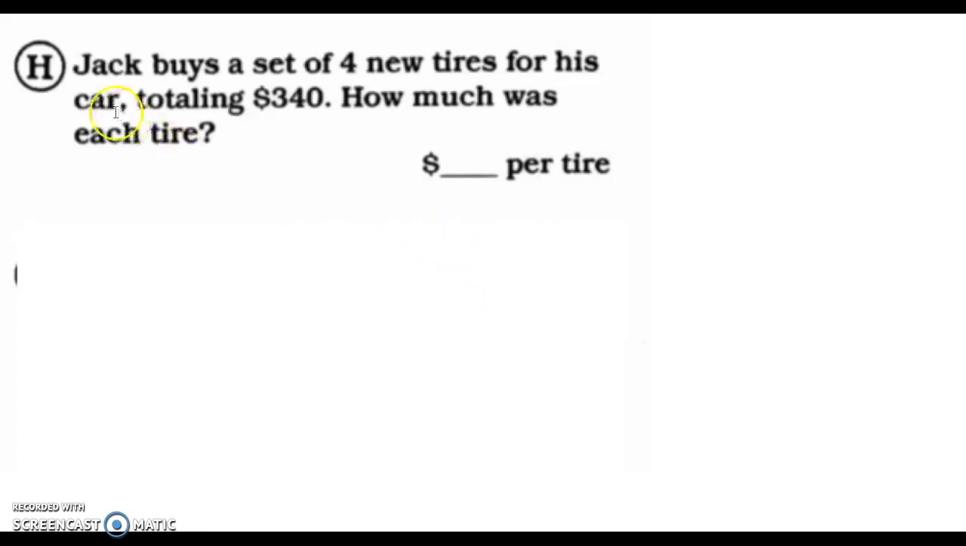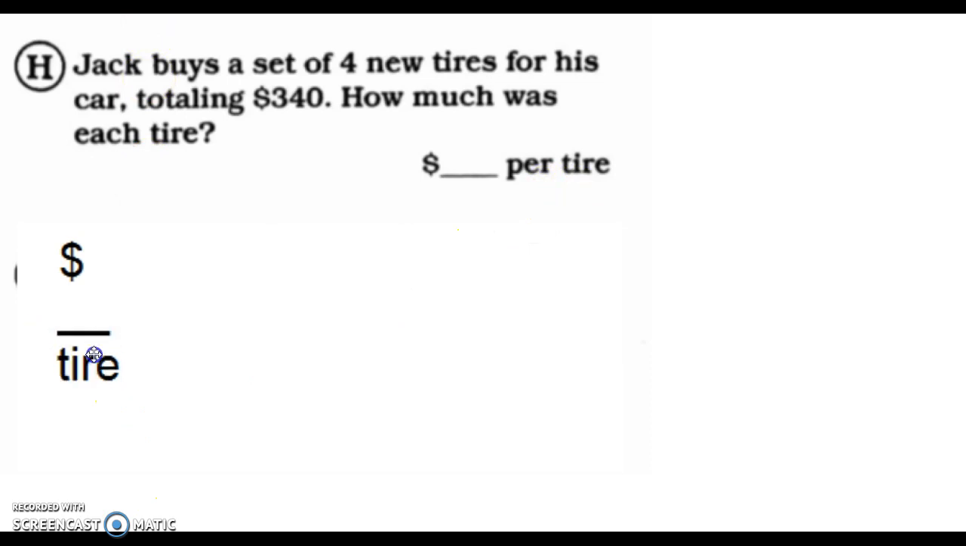So it says Jack buys a set of 4 new tires for his car, totaling $340. How much was each tire? So again, we're trying to figure out the unit rate, because we're trying to find out each tire. This little money sign gives us a clue of how we should label it. So we're gonna do money over, and what are we trying to do it over? Our tires, right? Each 1 tire.